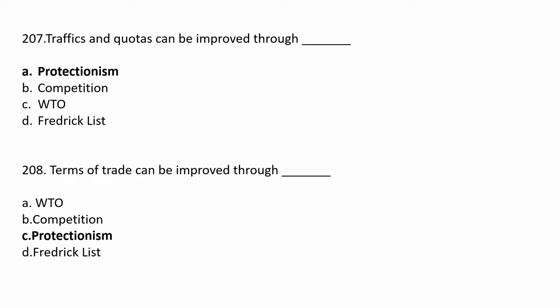Traffic and quotas can be improved through dash. Option A protectionism, option B competition, option C WTO, option D Frederick List. The correct answer is option A protectionism.